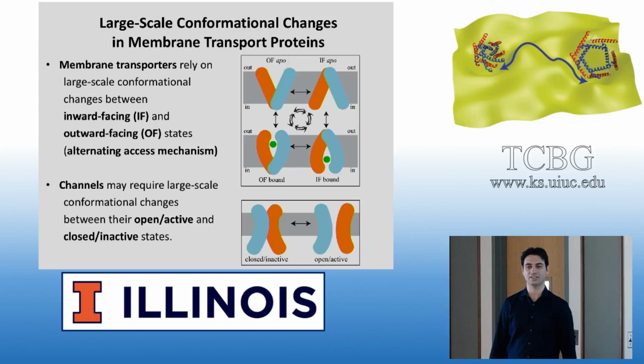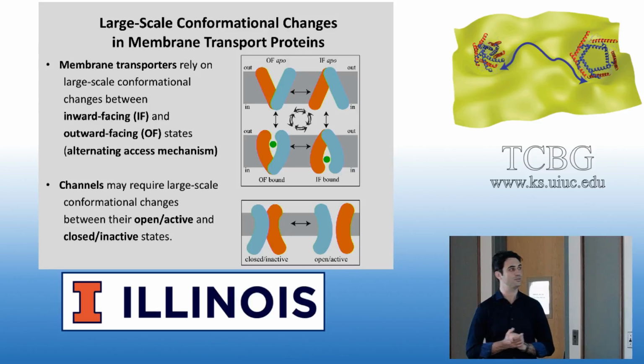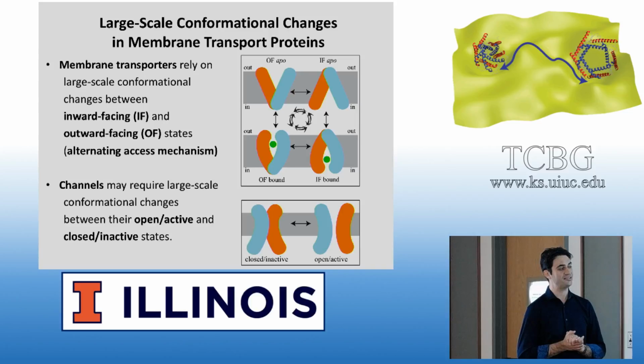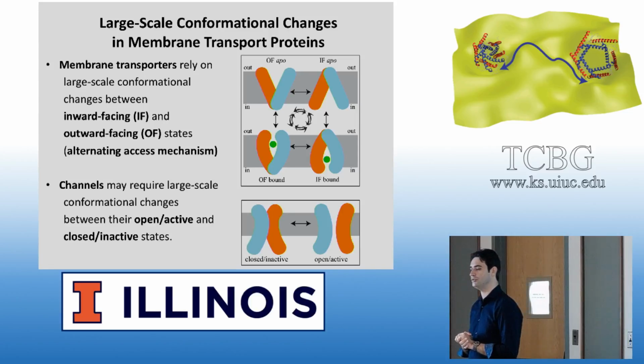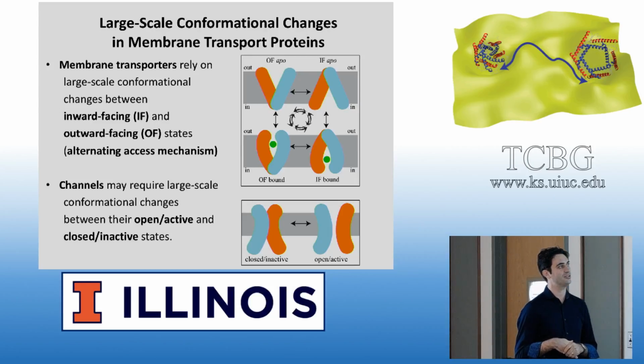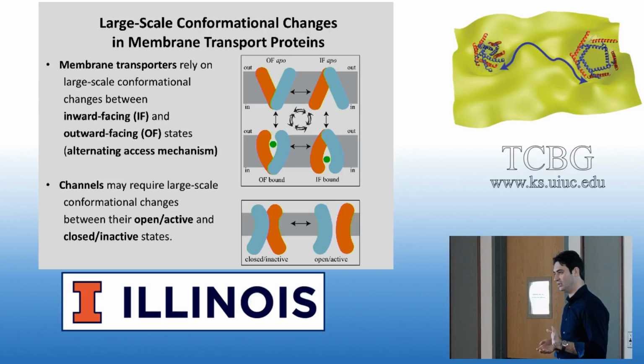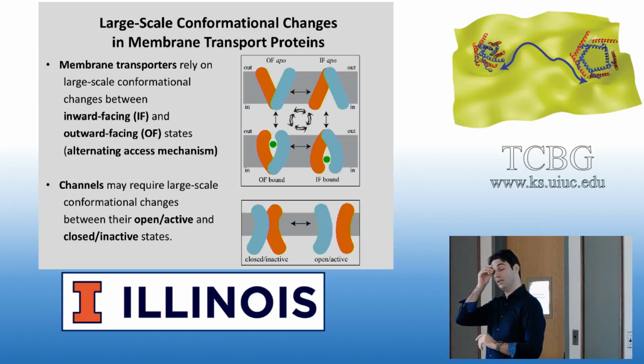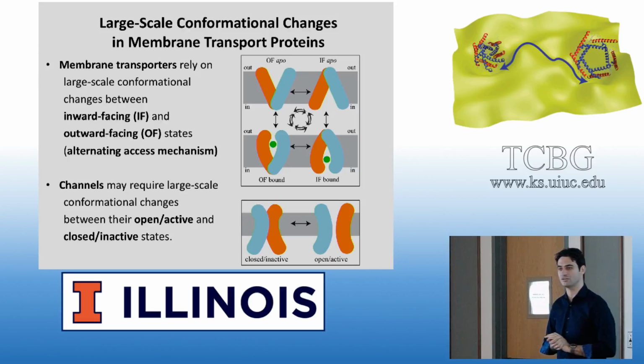So typically you have two types of membrane transport proteins. Some of them are transporters and some of them are channels. In both of them, you usually do see larger scale conformational changes. For transporters, it's more common. Almost all transporters undergo some sort of larger scale conformational change.